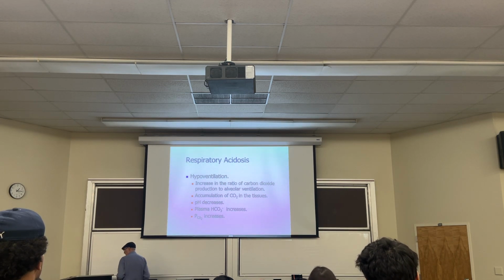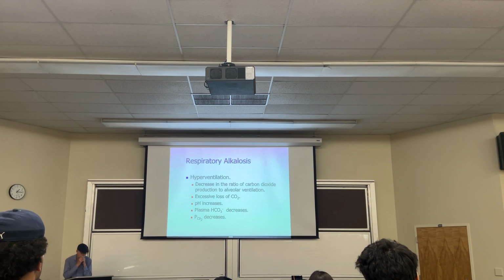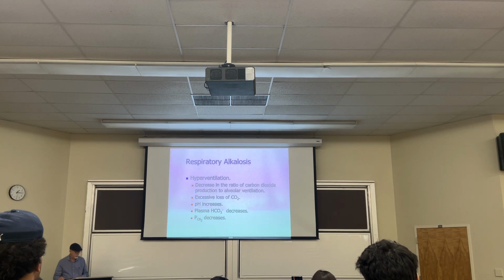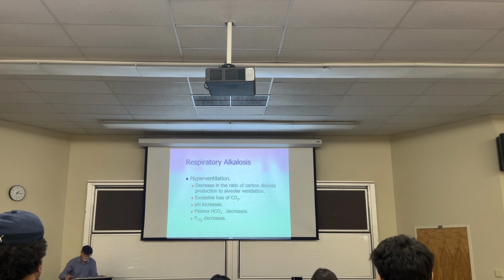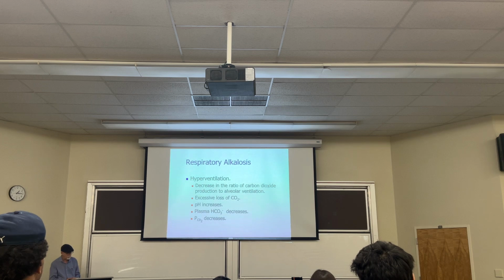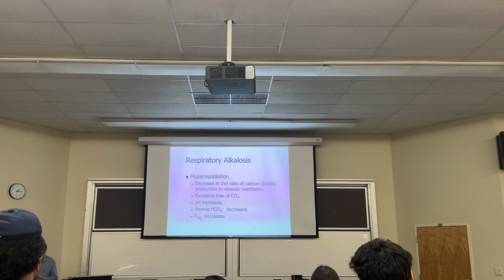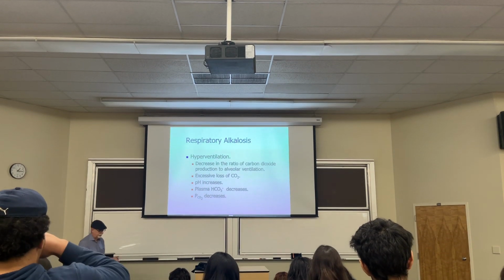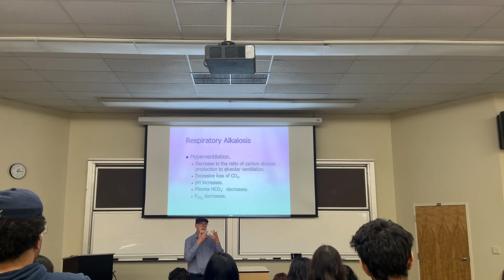Now, on the other hand, you could have respiratory alkalosis. This would be due to hyperventilation, which again, we use a more precise definition. It can often mean just your breathing rate goes up, you're hyperventilating, but the precise definition is a decrease in the ratio of carbon dioxide to your alveolar ventilation. If you're hyperventilating, your breathing rate going up, for instance, you can blow off too much CO2 because your breathing rate's going up.